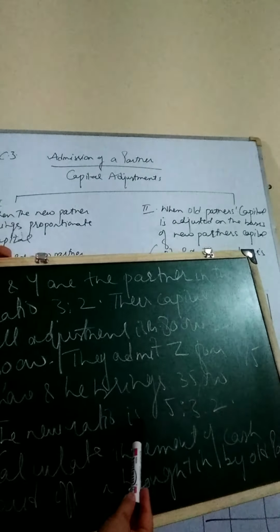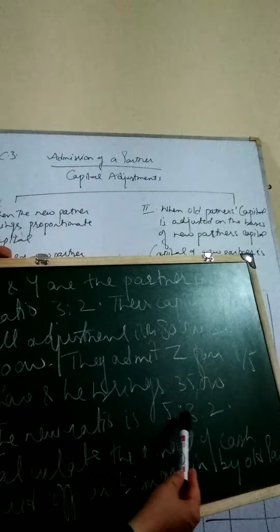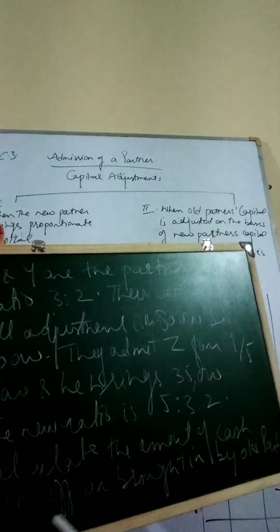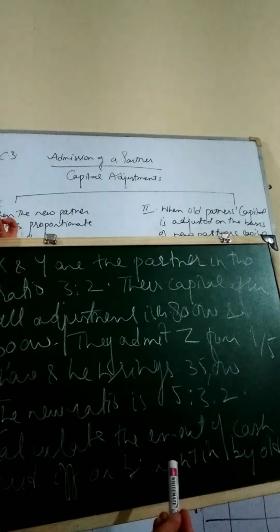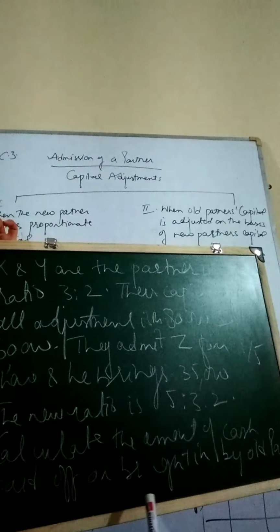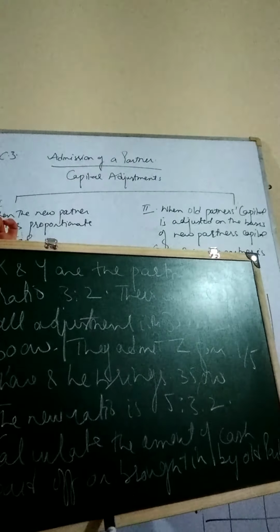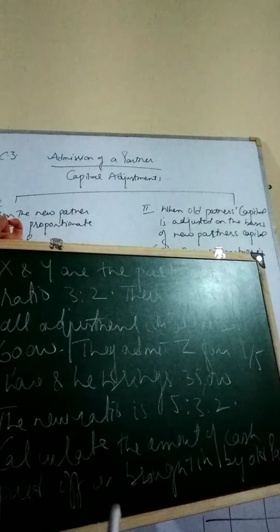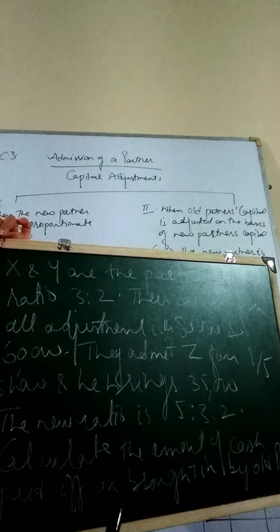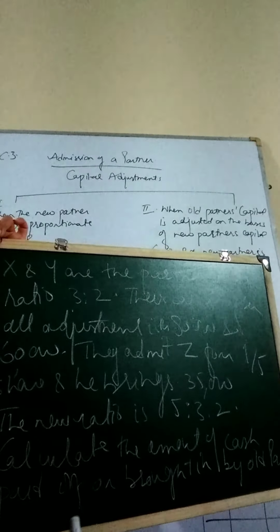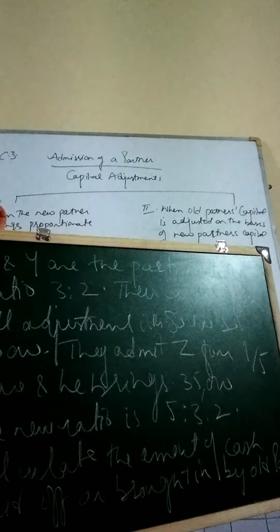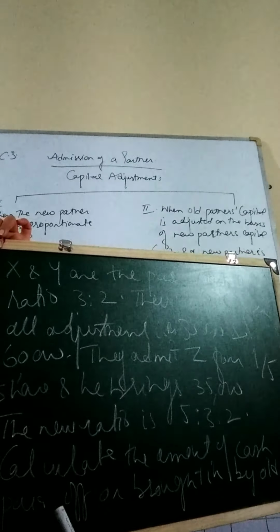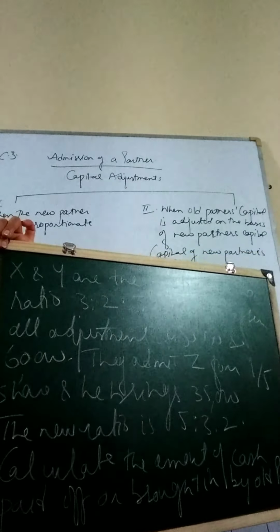The new ratio amongst all the partners will be 5:3:2. That is also given in the question. Now what we are going to calculate is the amount of cash paid off or brought in by the old partners, because here the old partner's capital has to be adjusted on the basis of the new partner's capital. Their capital will change and there can be a condition when the partners have to bring in the cash or they have to be paid off the cash. It can be from the bank account as well, but we have to balance their accounts on the basis of new partner's capital.